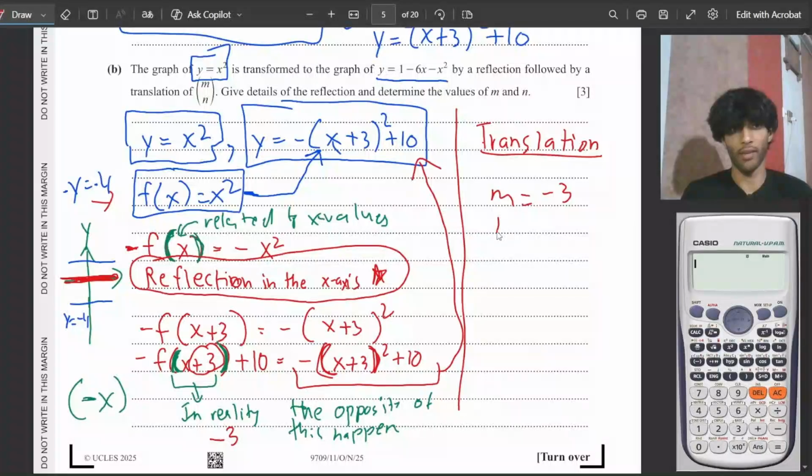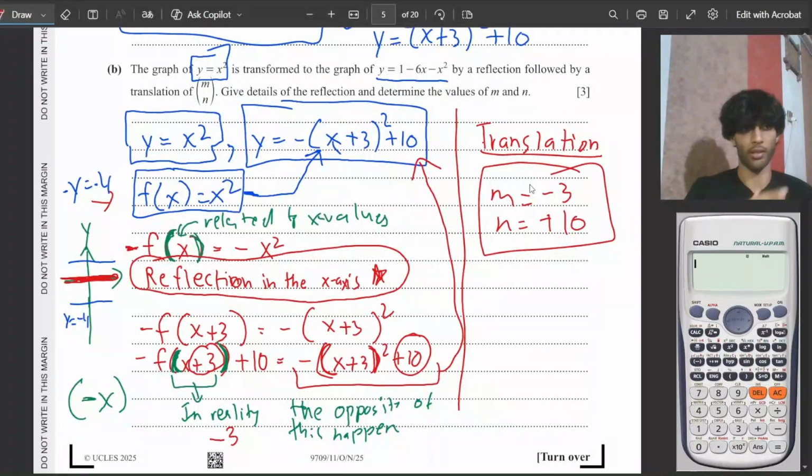For the n value, it's the way it's written. If you see a plus 10, that means you went up by plus 10. And there's no hocus pocus going on over here. You can simply just write plus 10 over here. So that was your reflection as well as your translation.